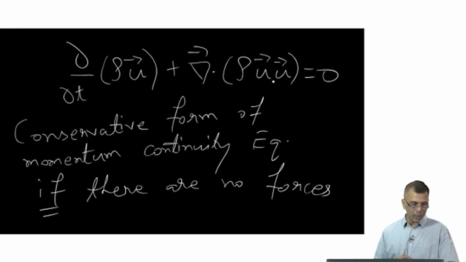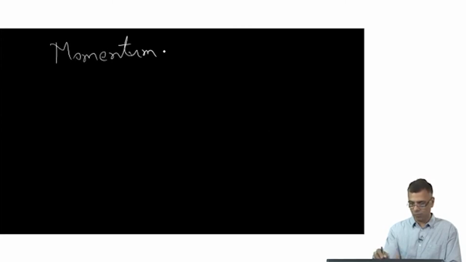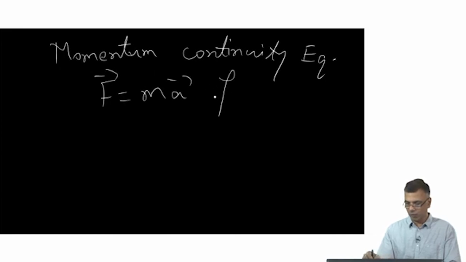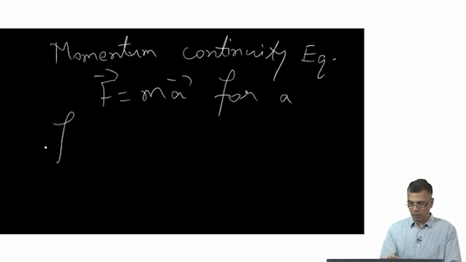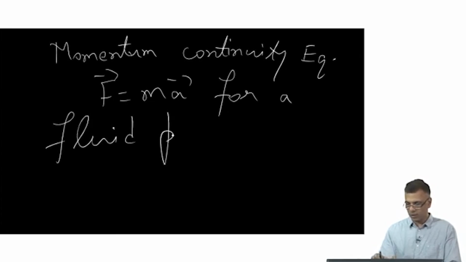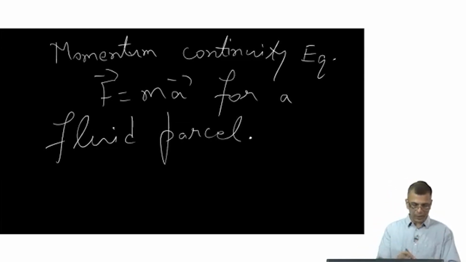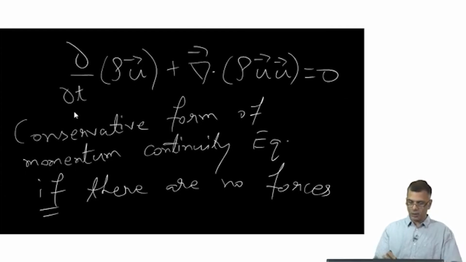Okay. And if there are forces, so really the momentum continuity equation, this is nothing but F equals ma for a fluid parcel, not for a point particle, but for a fluid parcel. In this case, what we did here is this is simply ma. This entire thing is just ma, and we assumed that there are no forces.